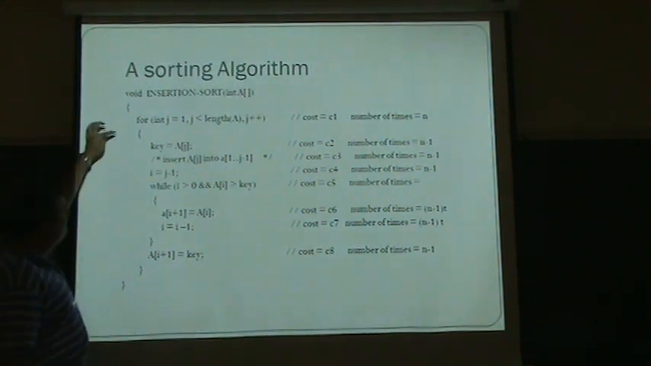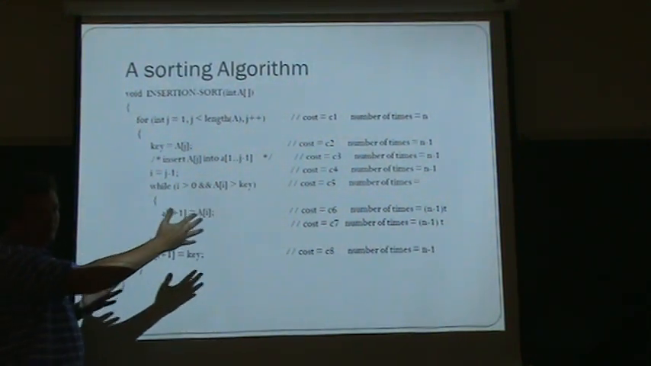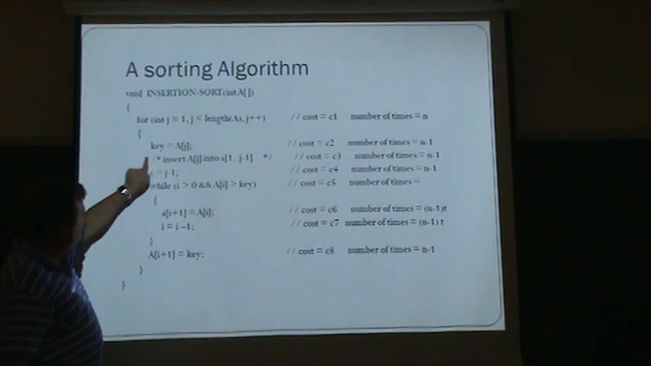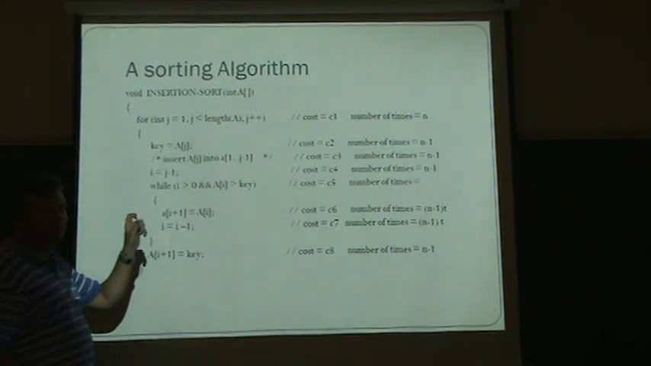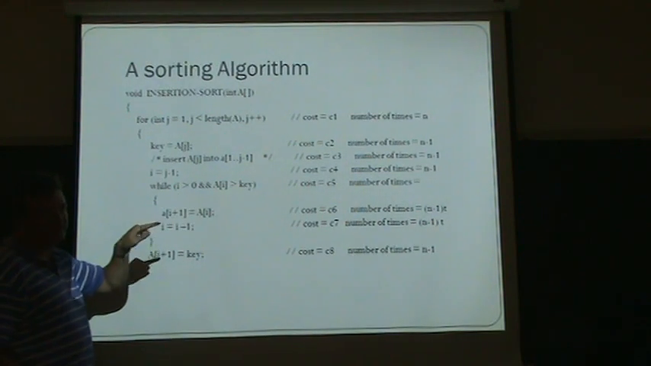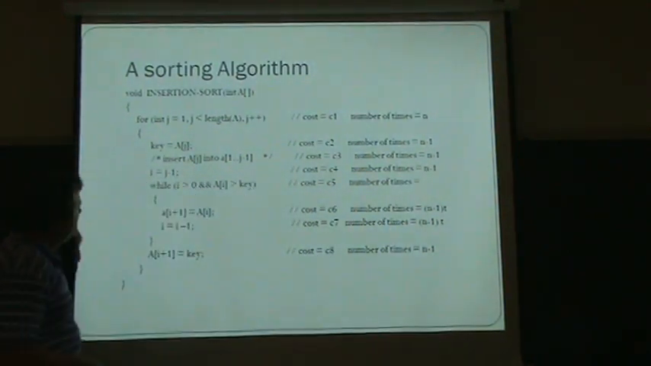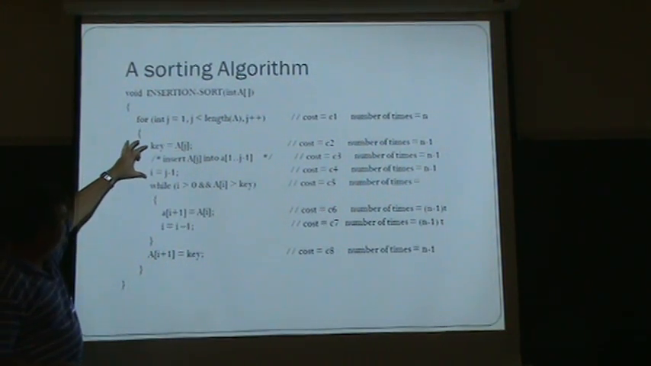The top line, which goes from j equals 1 to the end, is going to run for every element in the list. This line, where we copy the value of j over, doesn't run the first time, it starts running the second time. So this will run n minus 1 times. And everything in this loop will run n minus 1 times.